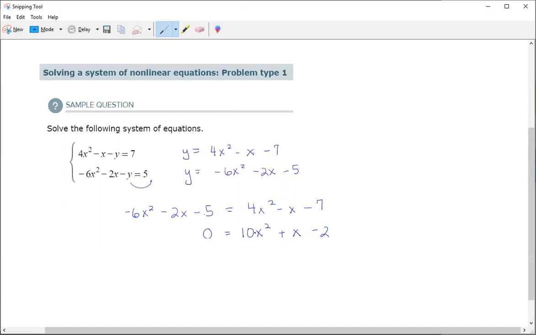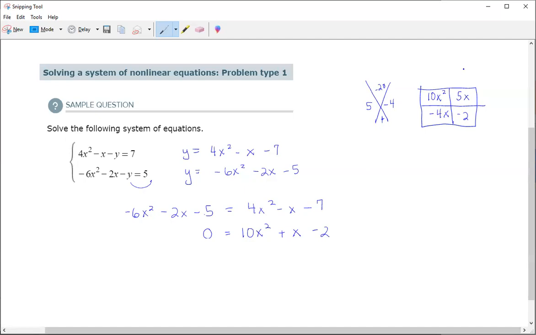Now, I need two factors of negative 20 that add to be 1. So, two factors of negative 20 that add to be positive 1. If I use my box method, I have my 10x squared and my negative 2. Two factors of negative 20 that add to be positive 1 are going to be positive 5 and negative 4. So I would have positive 5x and negative 4x.